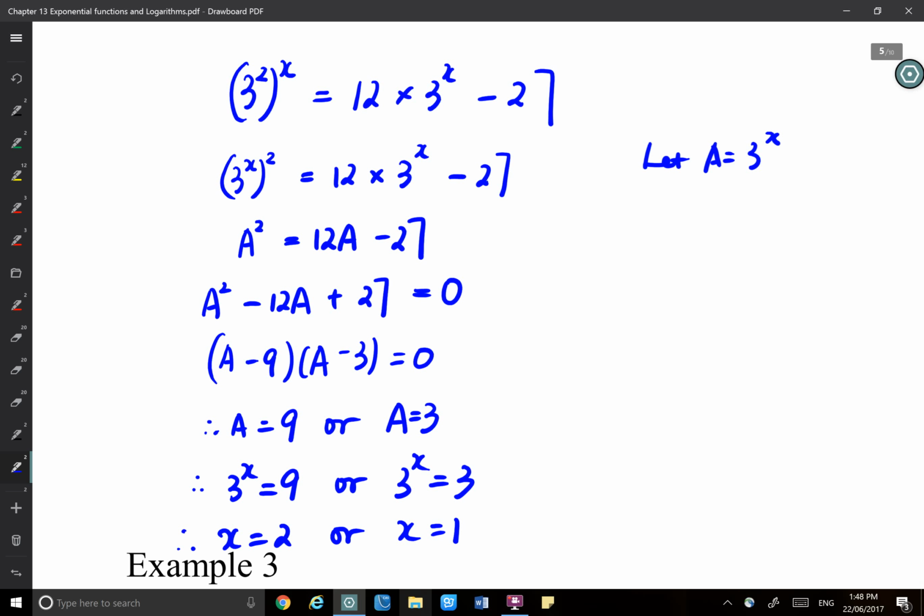Now, this is a very typical type. When you see different bases all to the power of x and those two bases are in the relationship of power, like square or cube relationship, you will try to think about this method.